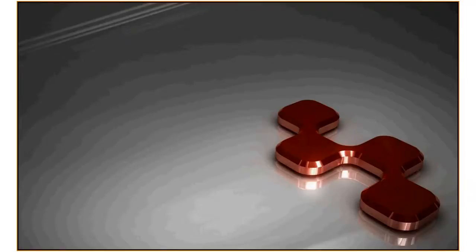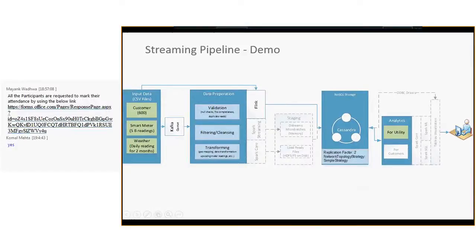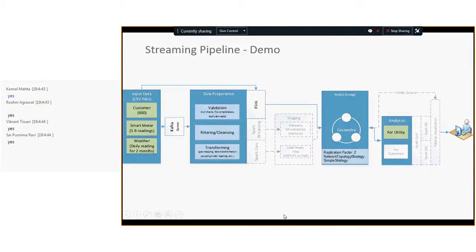Okay. Let me pull back the presentation once again. Sorry for the interruption. Can you see my presentation? I will take a look at my chat window. Yes, we can see it. Great. Okay.